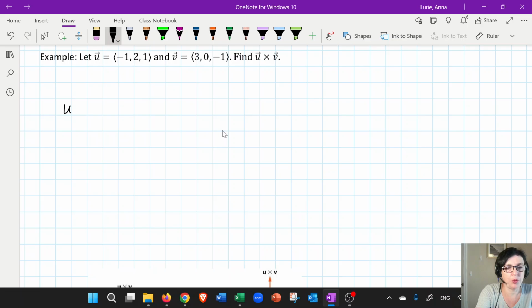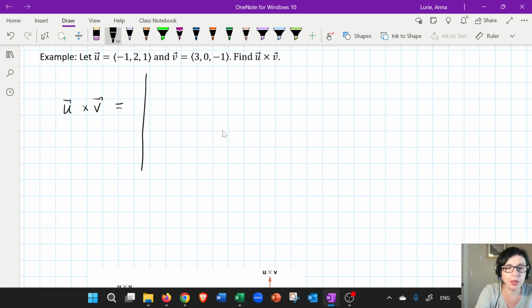So I am going to compute U cross with V. And by the way, it makes a big difference whether it's U cross with V or V cross with U. It turns out that actually the answer is not the same. So you always have to keep the same order. Be careful with that. With the dot product, that doesn't happen, but it does happen with cross product.